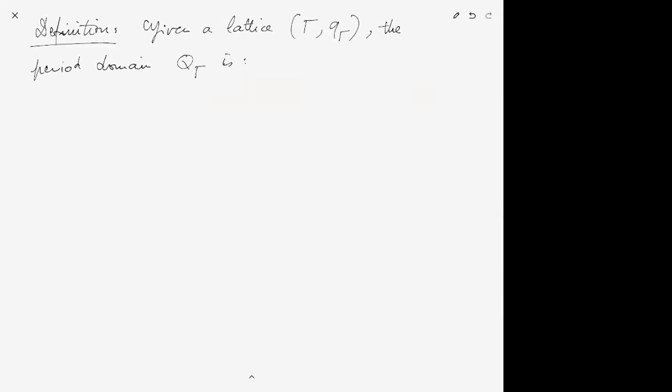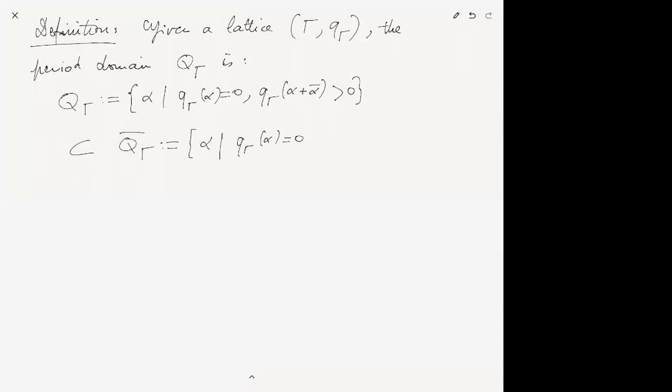just like before. Q gamma is by definition the set of alphas such that Q gamma of alpha is zero and Q gamma of alpha plus alpha bar is positive. And this naturally sits inside Q gamma bar, which is by definition the set of alphas such that Q gamma of alpha is zero. And this lives inside the projectivization of the lattice tensored with C over Z. So I make a complex vector space, I projectivize it, and then I can define a quadric in it using my quadratic form Q sub gamma. And then again, I have a period domain in a similar way.